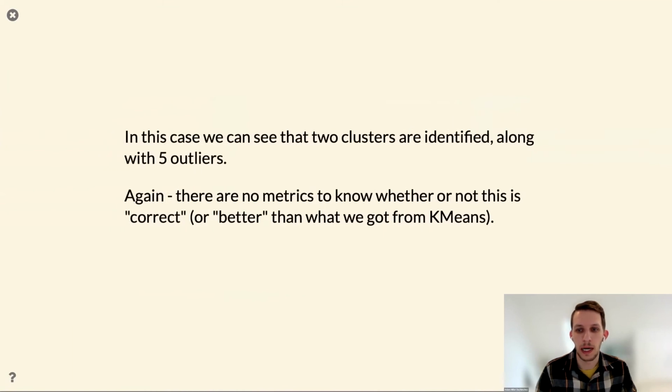All right, so as I just said, we see that there are two clusters that are identified. But similar to K-means, there is no metric, unfortunately. We can't say, oh, this is definitely the right number of clusters, or this is the right number for epsilon, this is the right number for the minimum points. So ultimately, if we didn't know that this was a data set with 3 clusters in it, we wouldn't know whether what we just got from DBSCAN was any better or worse than what we were able to get out of K-means.